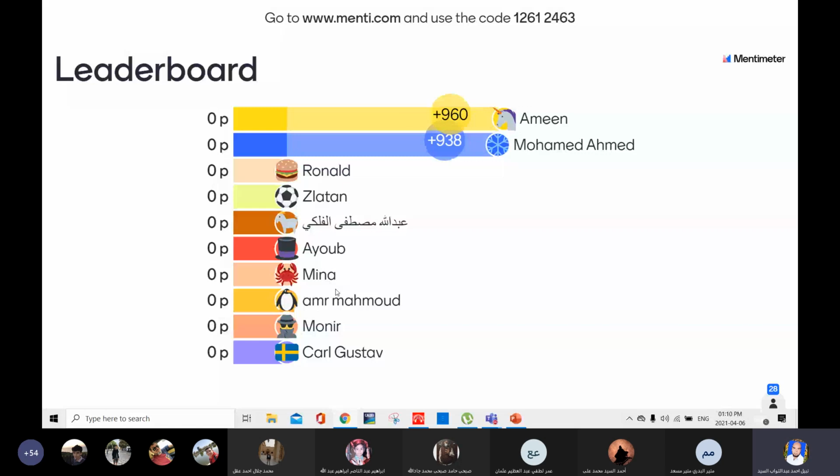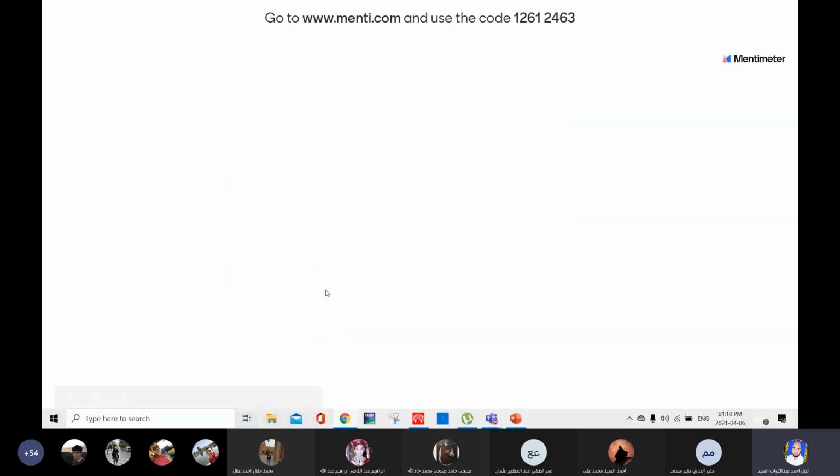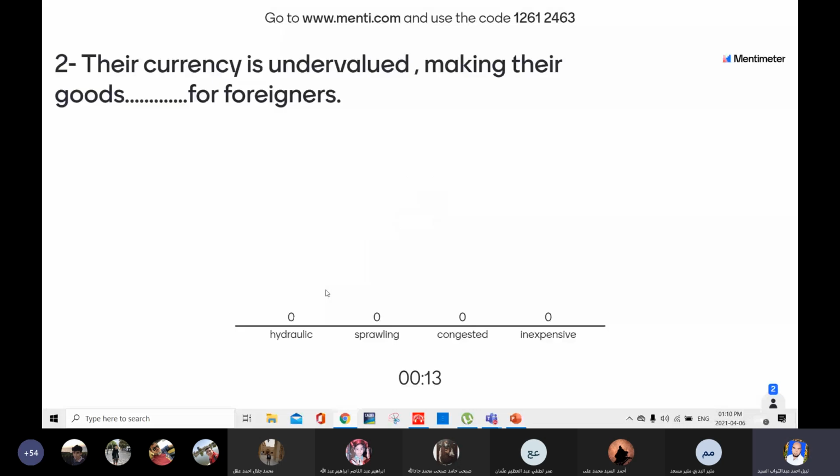Second question. Their currency is undervalued, making their goods inexpensive for foreigners. Hydraulic, sprawling, congested, inexpensive.